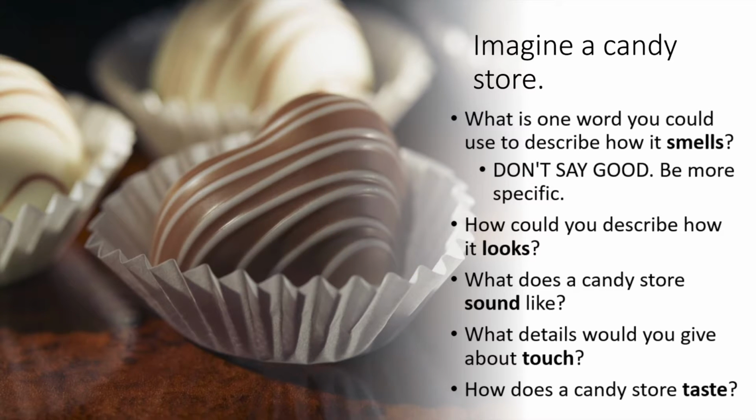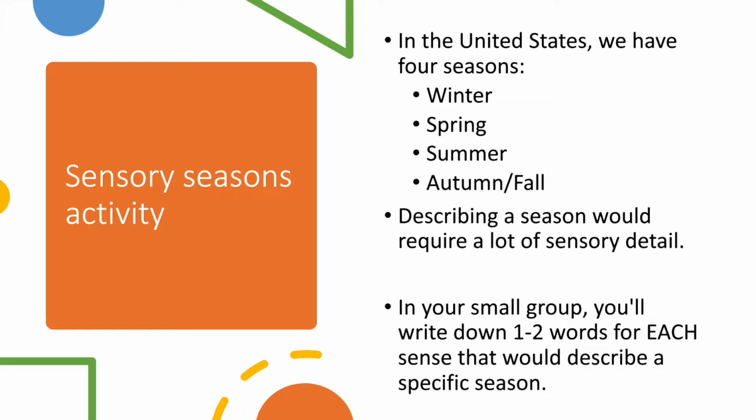Fantastic examples. I know they were. I just know it. Moving along again. Now that we have kind of an idea of how we use words to describe sensory detail to give us a more vivid or clear picture of what is happening in the story, I want us to consider that in the United States, we have 4 seasons in most places. We have winter, spring, summer, and autumn or fall.